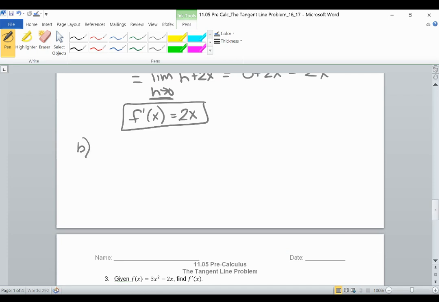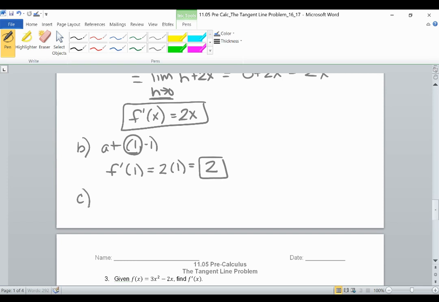Okay, and then part B says to find the slope at the point (1, negative 1). So really, what's that asking us to find? Well, it's asking us to find the derivative at x equals 1. We don't care what the y value is. We just want to know the derivative at the x value. So I'm just going to sub in 1 in for x. So that gives me 2.